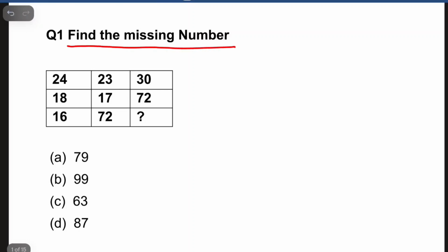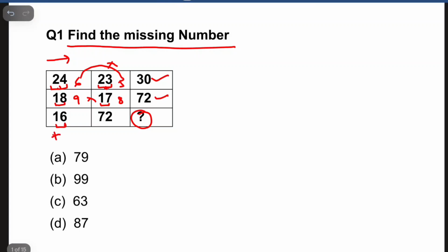Find the missing number. Now we have been given a matrix. In these types of question we have to find the logic either column wise or row wise. Now let us try row wise logic. Now if we find the sum of digit, 2 plus 4 is 6, 2 plus 3 is 5 and 5 times 6 is 30. Similarly in the row 2, 1 plus 8 is 9, 1 plus 7 is 8, 9 times 8 is 72. So we'll apply same logic to find this missing number.